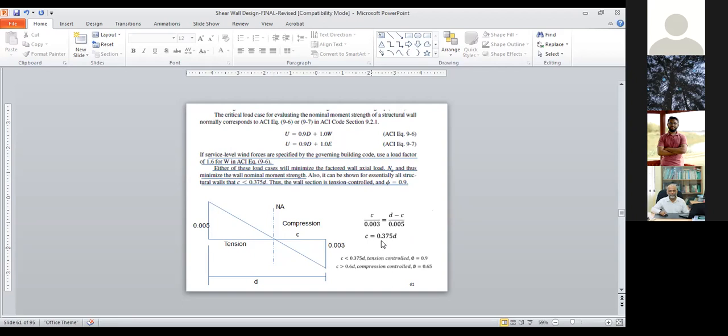So if your compression zone is increased, then your failure will be compression control. That time you can use phi factor equal to 0.65. But in most cases you will get tension control. That is, you will have large deformation through the tension controlling of the steel bar, and then you will have phi factor equal to 0.9.